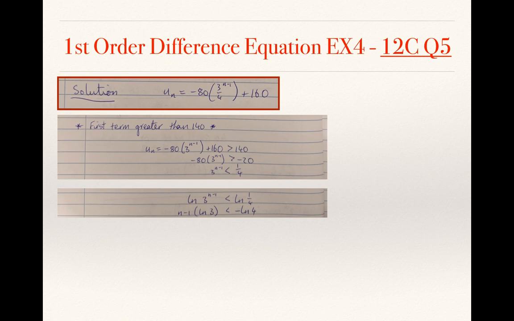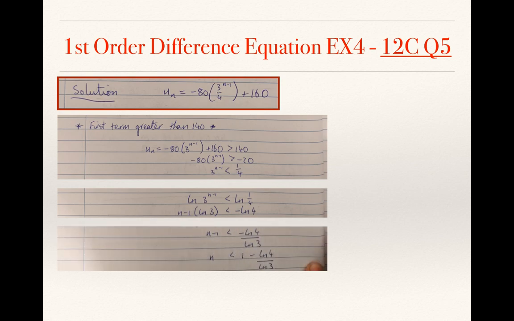All we now need to do is solve for n. So I need to divide by the natural log of 3. I need to bring across the minus 1, it becomes plus 1, and you can work that out numerically yourself.